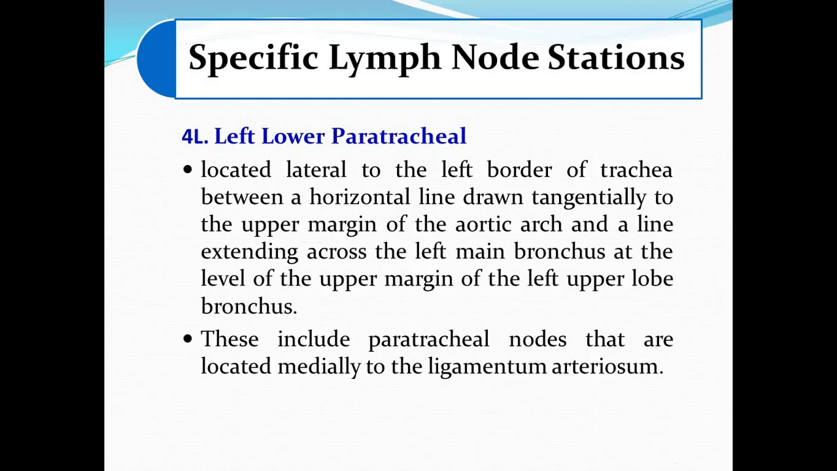The 4L, the left lower paratracheals, are located lateral to the left border of the trachea, between a horizontal line drawn tangentially to the upper margin of the aortic arch and a line extending across the left main bronchus at the level of the upper margin of the left upper lobe bronchus. We will see illustrations so we will understand all these. These include the paratracheal nodes that are located medially to the ligamentum arteriosum, because the ones that are lateral to the ligamentum arteriosum are another station. So these ones are medial to the ligamentum arteriosum.